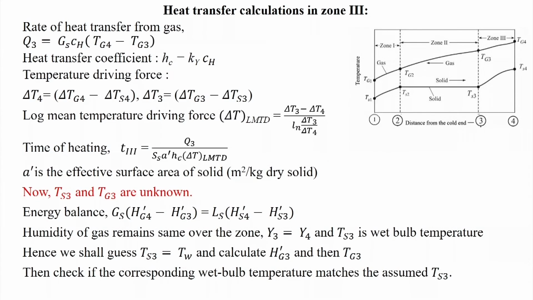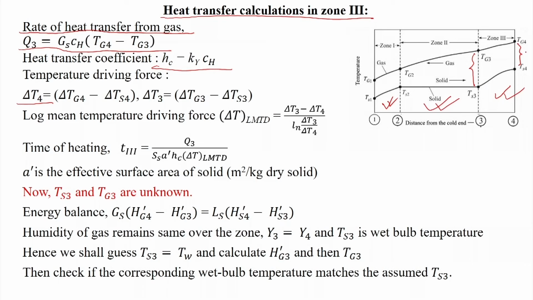Okay. Now, we will do a systematic calculation of the drying time for these 3 zones, but the convenient way of calculation is this: first we calculate zone 3, then zone 1, and finally zone 2. For this we need to find the rate of heat transfer from the gas. This Q3 will be Gs into Ch into Tg4 minus Tg3. Then the heat transfer coefficient is equal to Ky into Ch, and the temperature driving force at station 4 is Tg4 minus Ts4, and at station 3 it will be Tg3 minus Ts3.